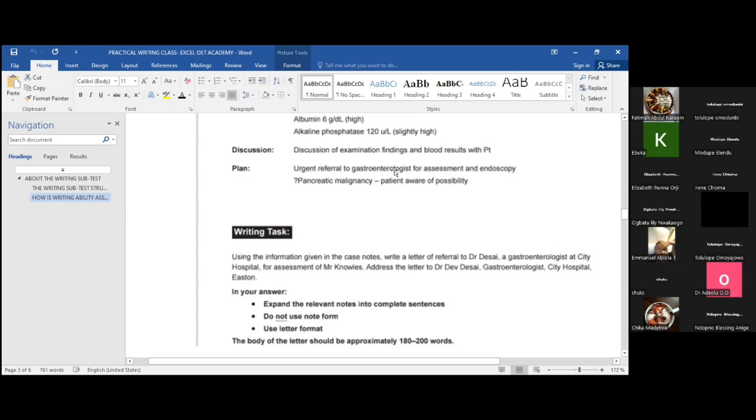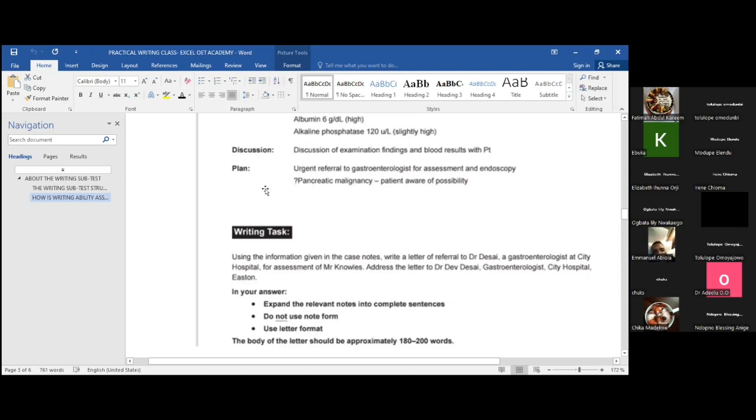So, all right. What do we need the gastroenterologist to do? To assess this patient and then, for possible endoscopy, which is a procedure being done. Then another thing you look out for is what are we really managing this patient for? What does this patient really have? Most times, more often than not, you see it in the plan or you see it in the discussion.